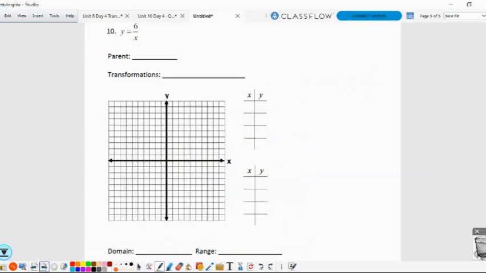And our parent function in number 10 is that rational function with the asymptotes. And it looks a little funky. Our 1 turns into a 6. So you might rewrite this one, because it would be the same, as writing 6 times 1 over x. That 6 is really on the outside. So when the 6 is on the outside like that, we're going to recognize that our transformation is a vertical stretch. We're multiplying by 6.